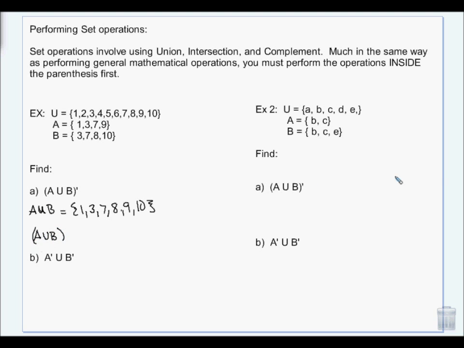Yes. Okay, I have a question. Okay. So A union B complement, or prime. So I have 1, 3, 7, 8, 9, and 10. So I don't want to use this 1, but I can use the 2, not the 3, but I can use the 4, the 5, and the 6, and then not 7, 8, 9, or 10. So these are all of the elements in U that are not in A or B.